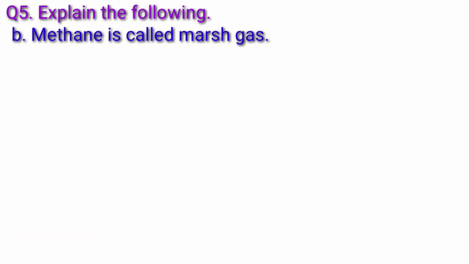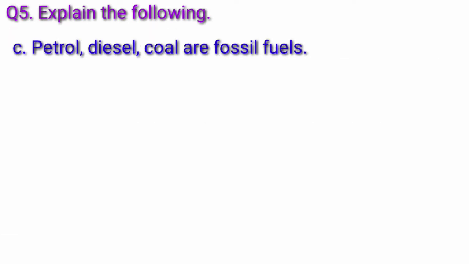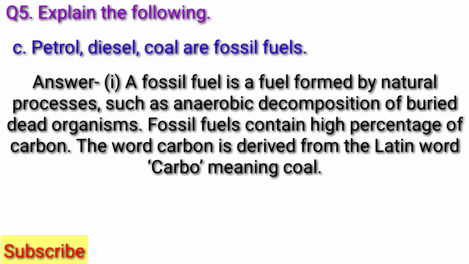Question B. Methane is called marsh gas. Answer. Methane is formed by the decomposition of plant and animal matter in swamps or marshy areas. As methane gas bubbles out from marshy areas, it is called marsh gas. Question C. Petrol, diesel, coal are fossil fuels. Answer.